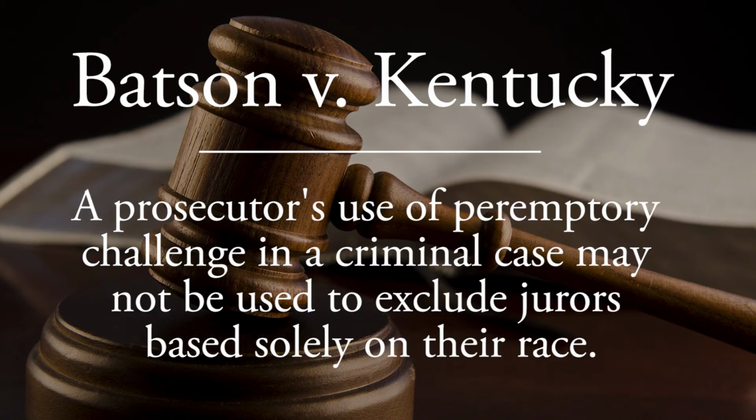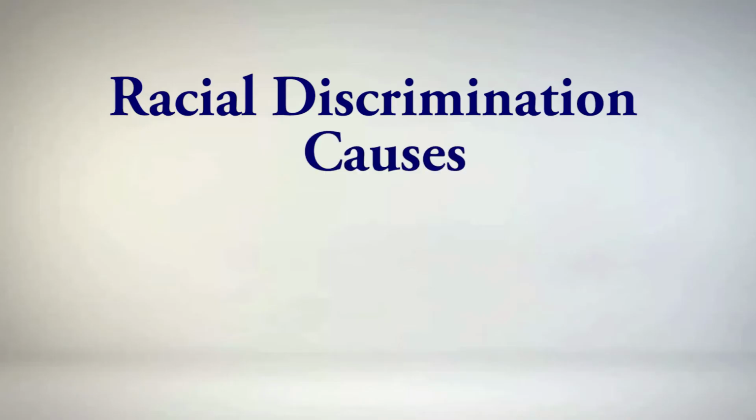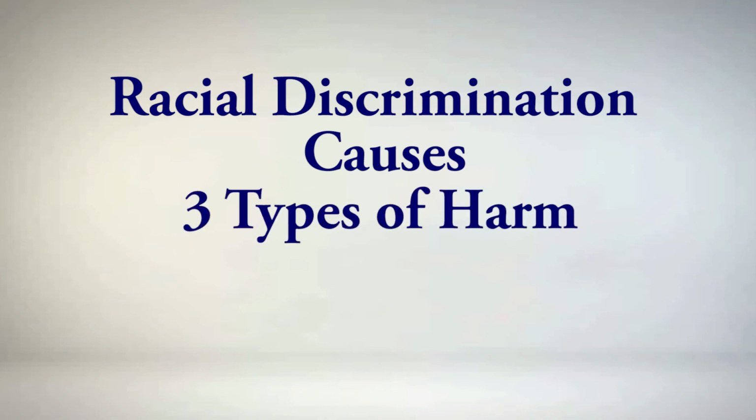In Batson versus Kentucky, the Supreme Court ruled that it violates the Equal Protection Clause for a prosecutor to exclude a juror from the jury solely based on that juror's race. Racially discriminatory exclusion of individuals from the jury caused three basic types of harm.